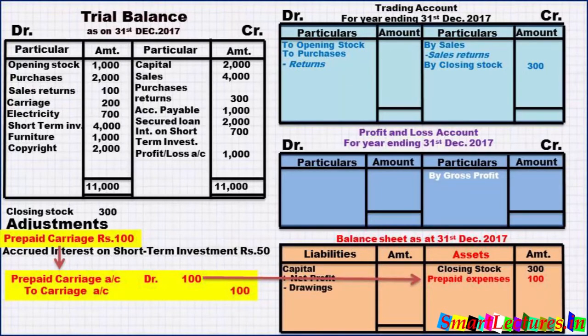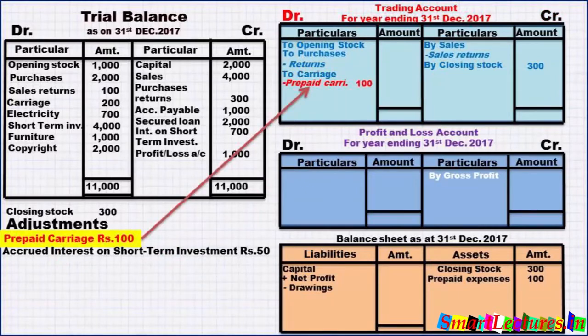You know, this carriage goes to the trading account. It means it will go to the debit side of trading account, but instead of taking to the trading account on debit side, it will be deducted in the inner column. So on trading account, write down to carriage minus prepaid 100 in the inner column.